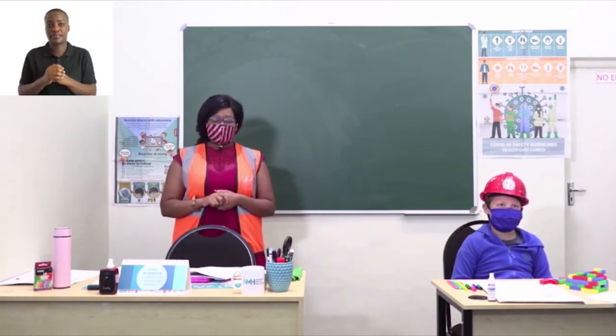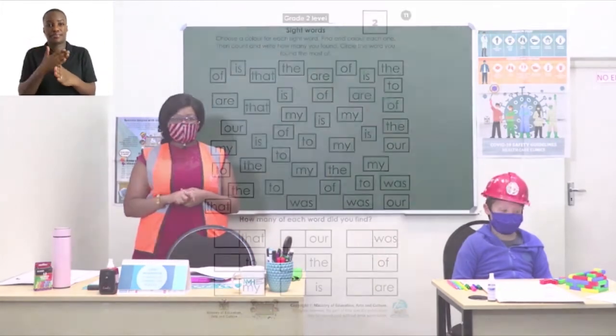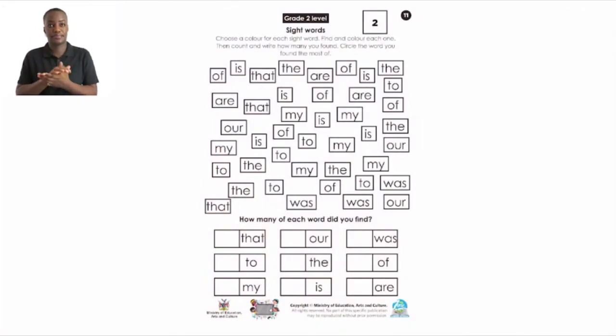Now, let's take a look at the next exercise on page 11. Here you can see that we have bricks. And since our theme is about building, let's try and sort these bricks out. You can see that we have sight words. And now sight words are words that we use just to see. We are not going to memorize them by sounding them, but rather by seeing them.